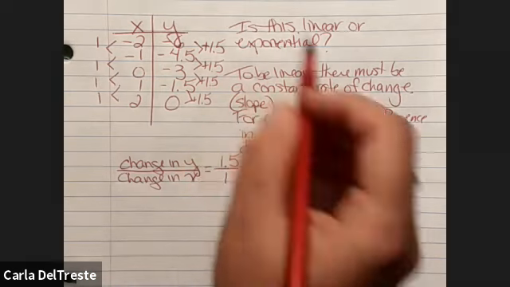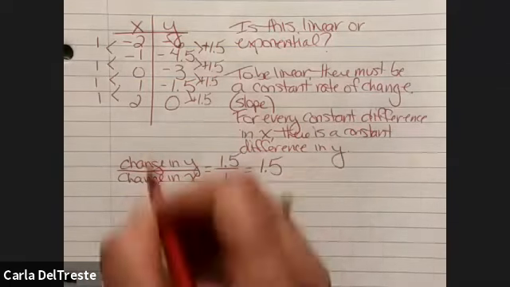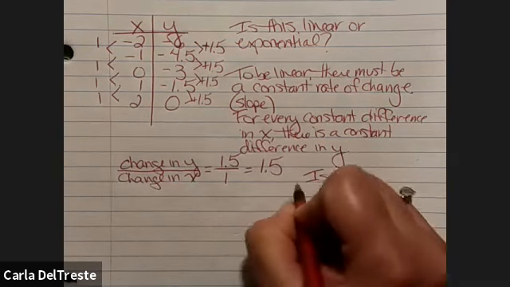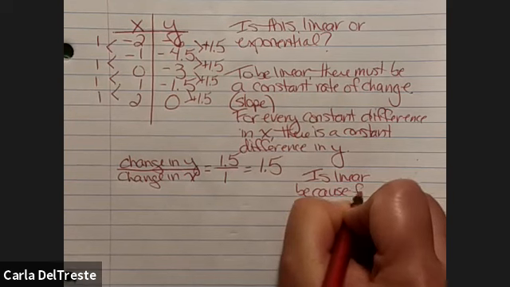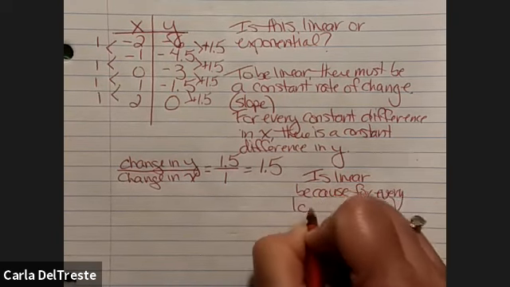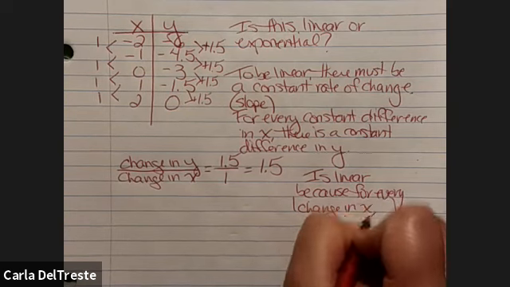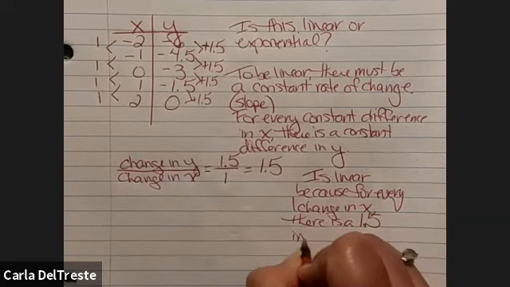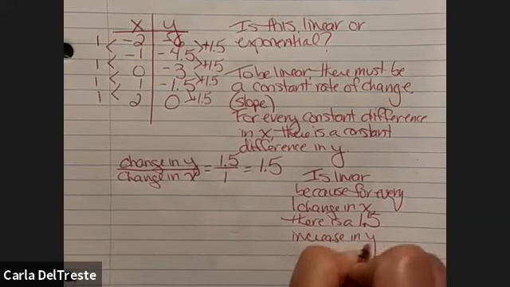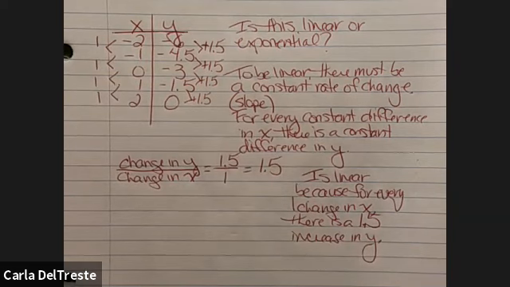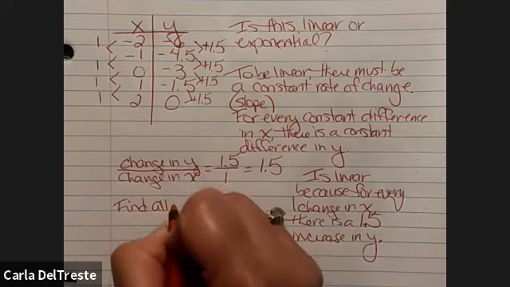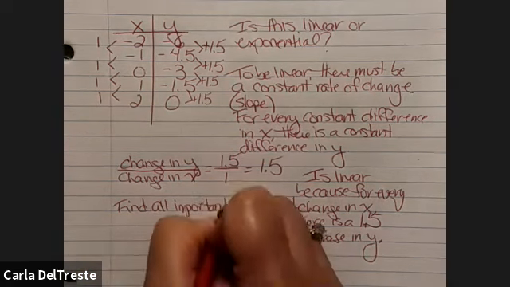So is this linear or exponential? Because I found a constant change, this is linear. So this is linear because for every one change in x, there is a 1.5 increase in y. So I can actually describe that. This is not all they're going to want to know. They're also going to want you to find all important features.